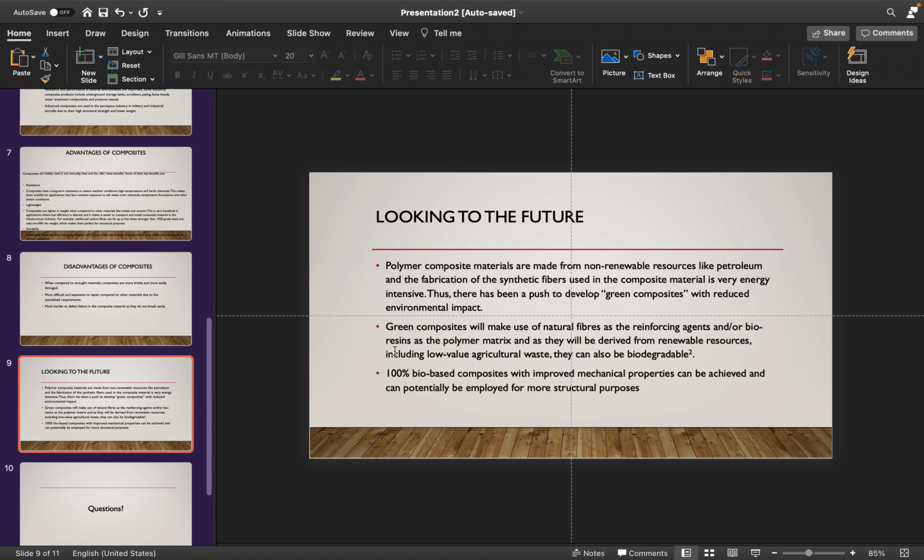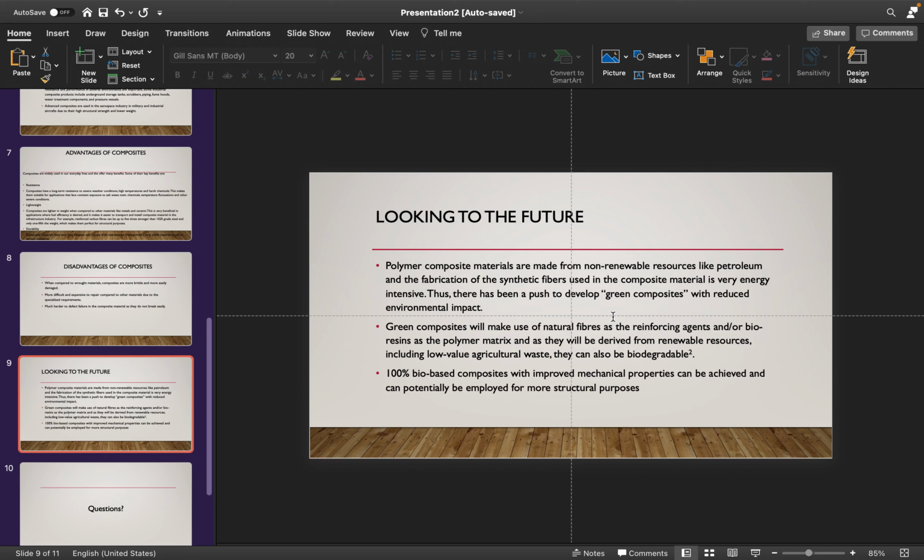Looking into the future. So, what is the future of composites? Well, I believe that green composites could be a possibility in the future, as polymer composite materials are made from non-renewable resources like petroleum, and synthetic fibers are really energy intensive. So, there has been a push to develop green composites. And a green composite is basically a composite made of natural fibers and bio-based resins as the polymer matrix.